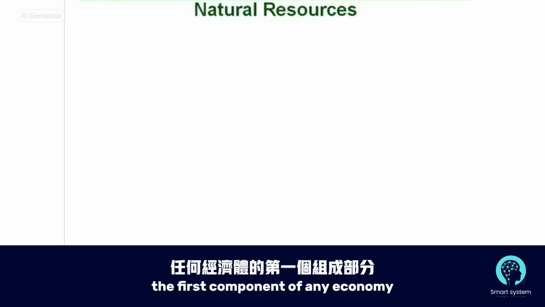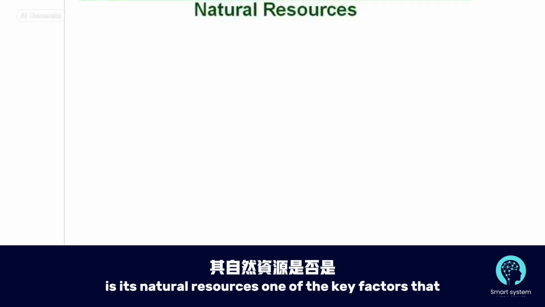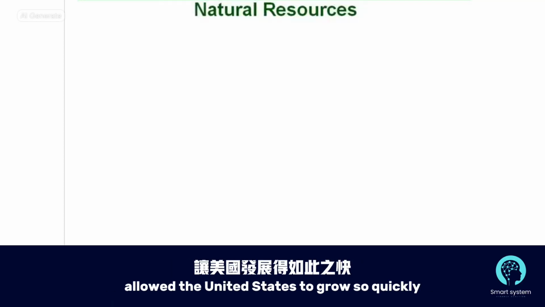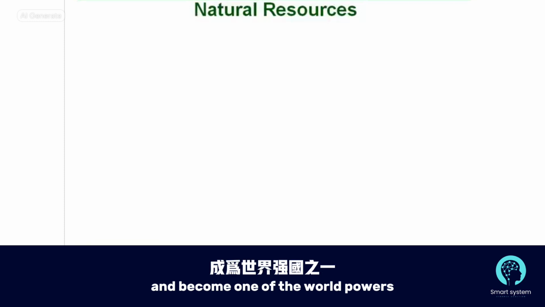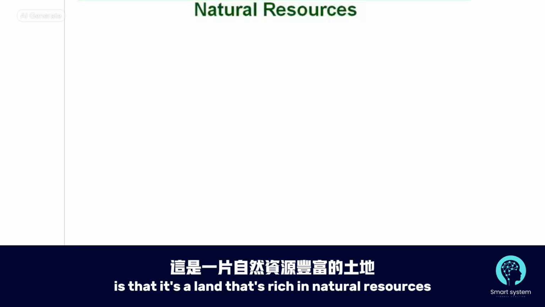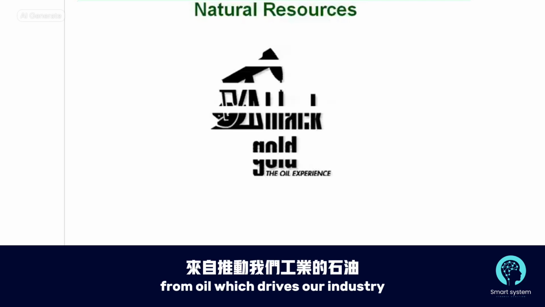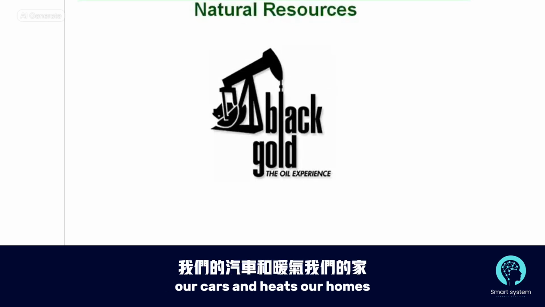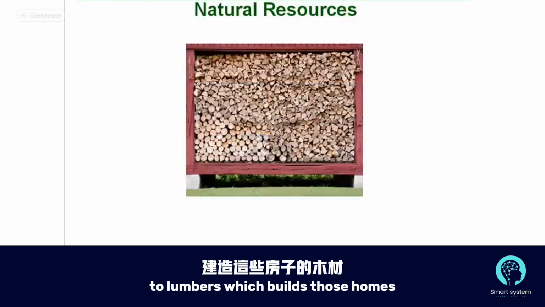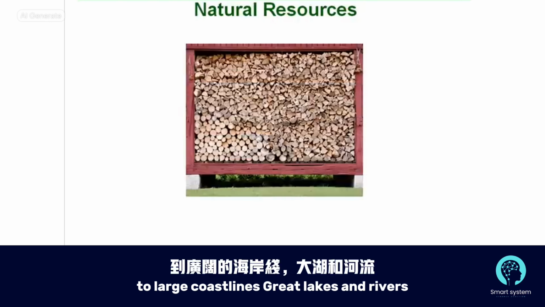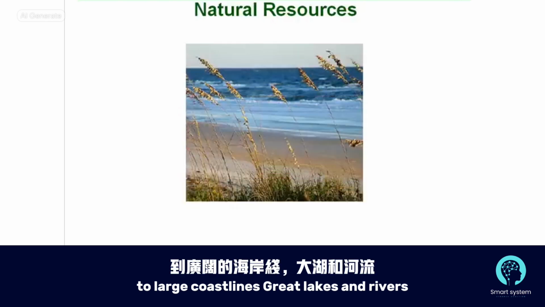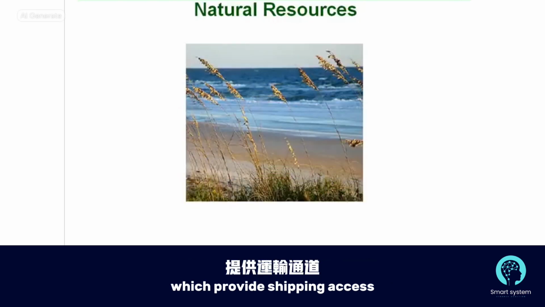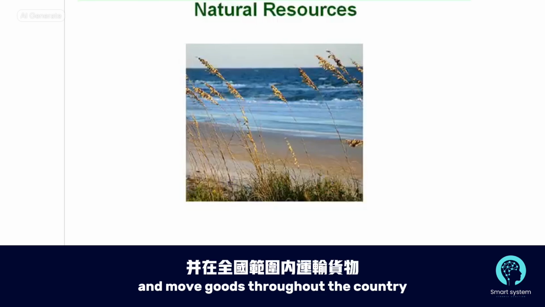The first component of any economy is its natural resources. One of the key factors that allowed the United States to grow so quickly and become one of the world powers is that it's a land that's rich in natural resources. From oil, which drives our industry, our cars and heats our homes, to lumber, which builds those homes, to large coastlines, Great Lakes and rivers, which provide shipping access and move goods throughout the country.